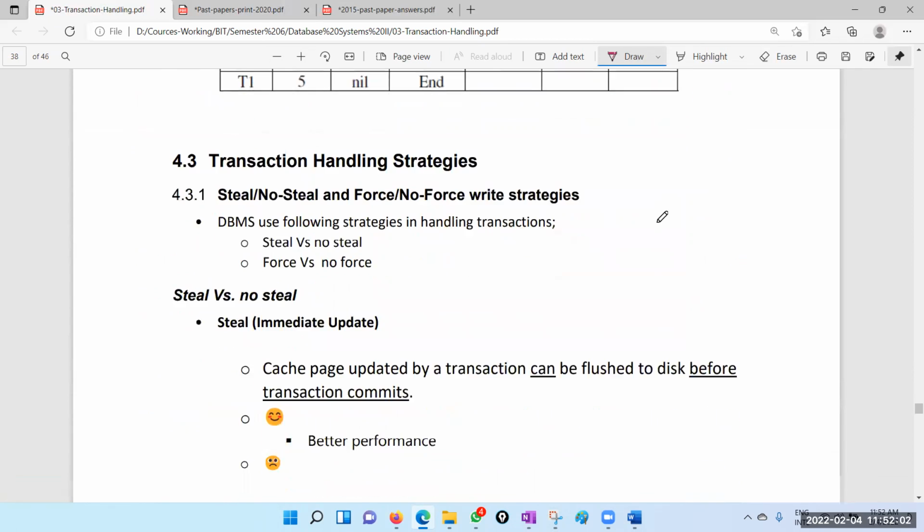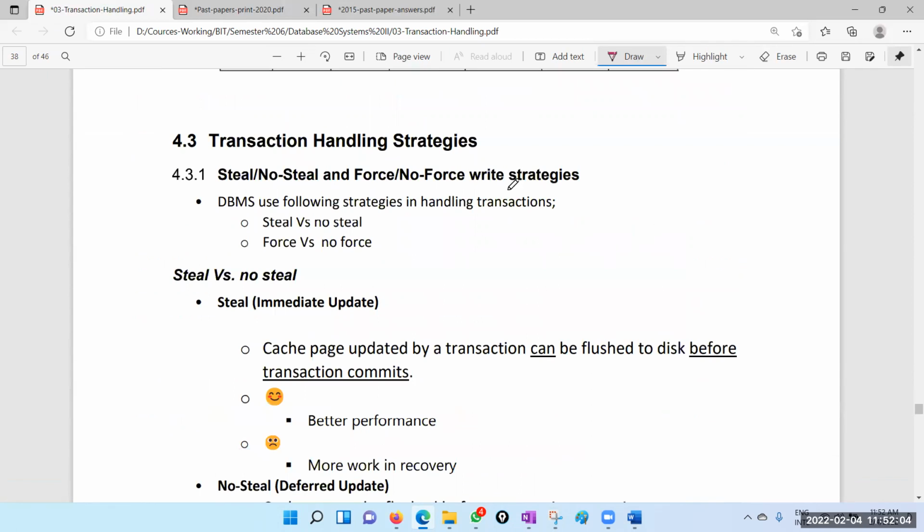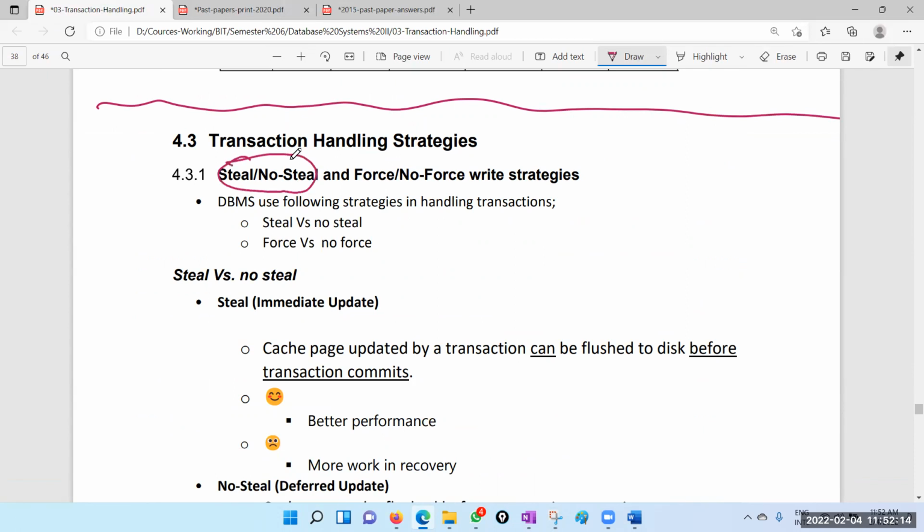Right. So what are the transaction handling strategies related to recovery? There are some strategies. One approach is steal versus no steal. The database will decide steal or no steal. The database will also decide force or no force.